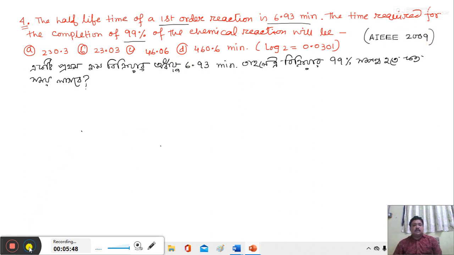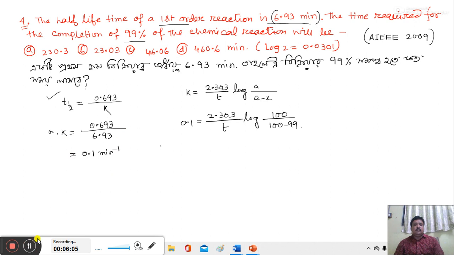Now we know for a first order reaction, half-life time T half is equal to 0.693 by K. So the value of K is 0.693 by T half, which is 6.93 minutes. Putting this value, we get the value of K is 0.1 minute inverse. Now again we know K is equal to 2.303 by t log of a by a minus x. Now the value of K is 0.1 is equal to 2.303 by t log of 100 by 100 minus 99. So from calculation we get the value of t is 46.06 minutes. So option C is the correct one in this question.